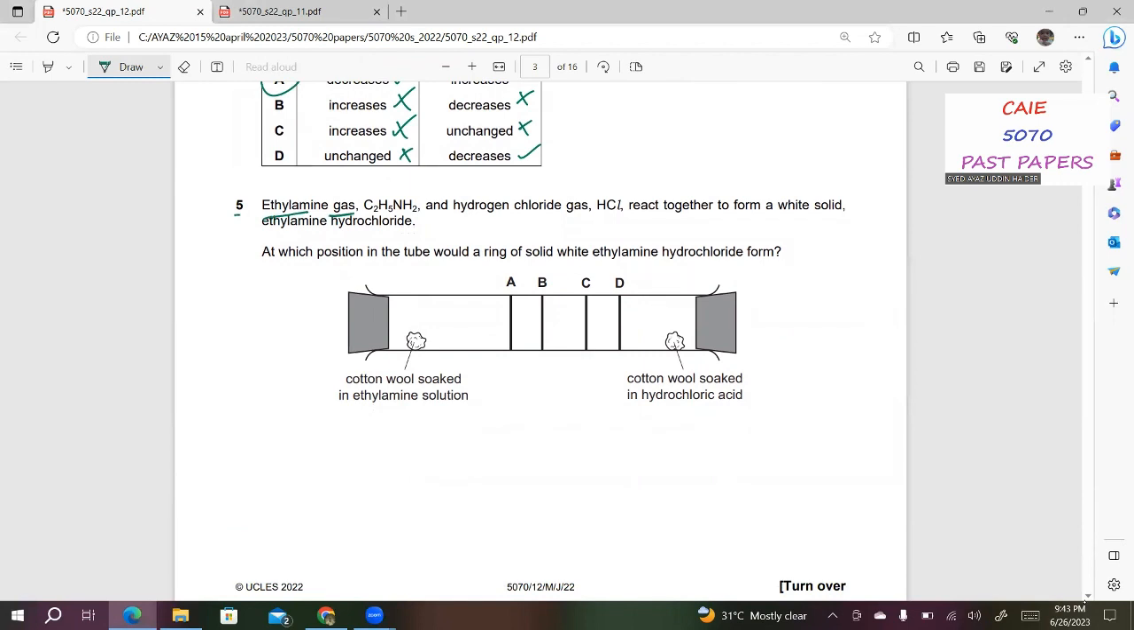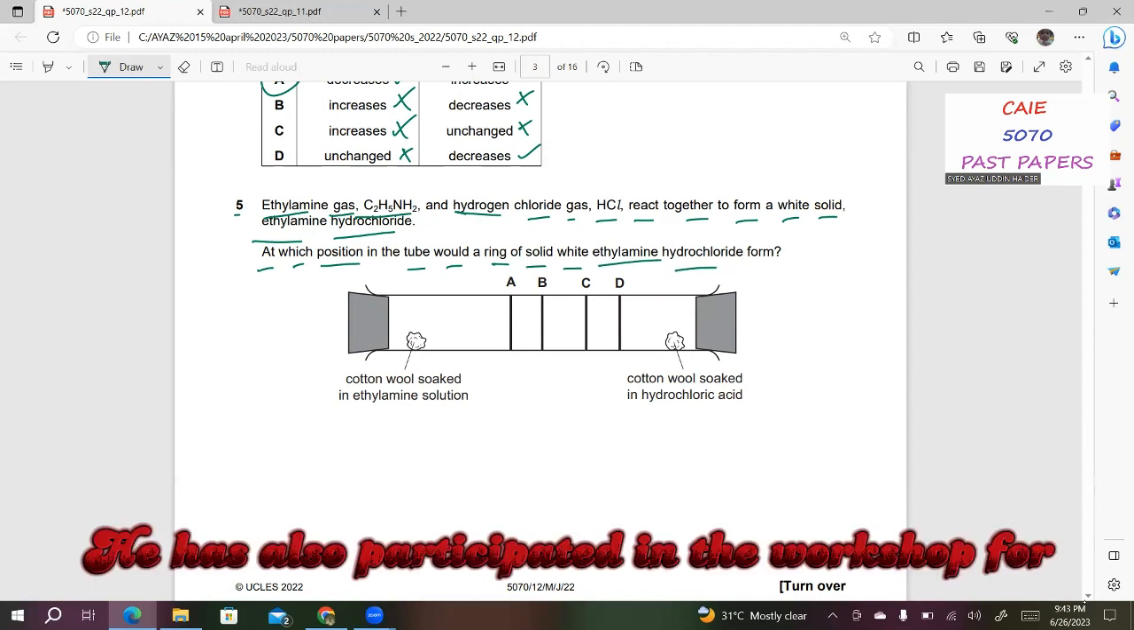Ethylamine gas, C2H5NH2, and hydrogen chloride gas, HCl, react together to form a white solid, ethylamine hydrochloride. At which position in the tube would a ring of solid white ethylamine hydrochloride form? So we have C2H5NH2 and HCl.